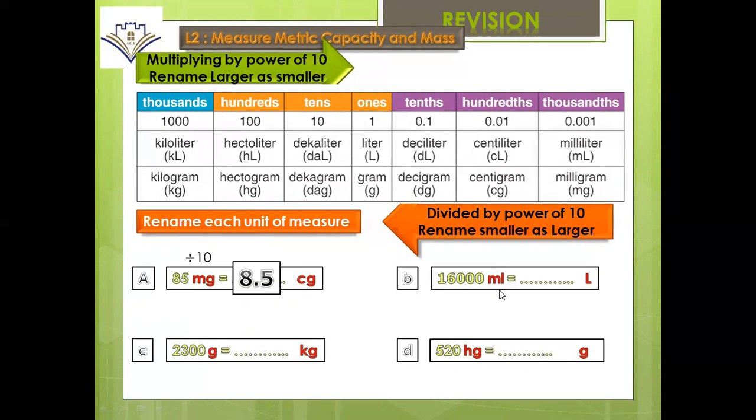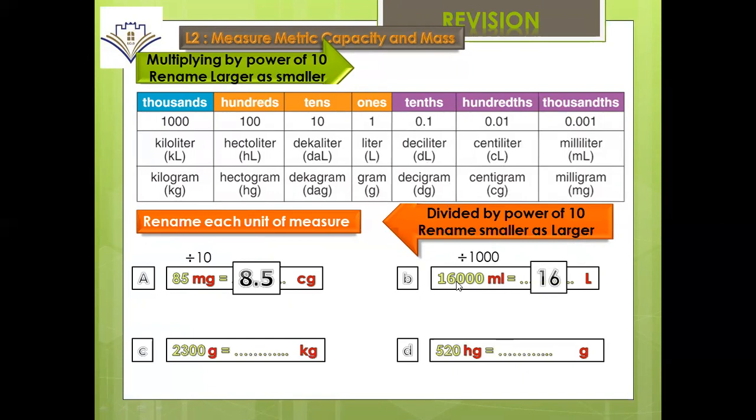Letter B, 16,000 milliliter equals dots liter. Where is milliliter? Yes. Where is the liter? Here is the liter. Do we rename larger as smaller, or smaller as larger? Smaller as larger. Then divide by 1,000, because 1, 2, 3 jumps. 16,000 divided by 1,000, move the point 3 places. 1, 2, 3. Then the point is here, 16 liter.